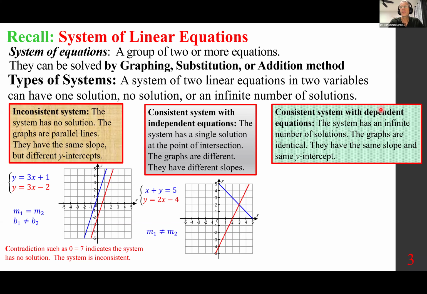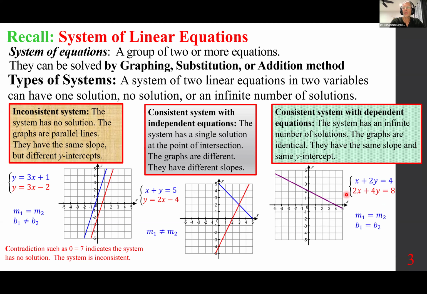Consistent system with dependent equations. The system has an infinite number of solutions. The graphs are identical. They have the same slope and the same y-intercept. Here's an example. If you solve for y, they become identical: M1 equals M2, B1 equals B2. And if you solve it by the method of substitution or addition, you get an identity such as 0 equals 0, that indicates the system has an infinite number of solutions. The equations are dependent.